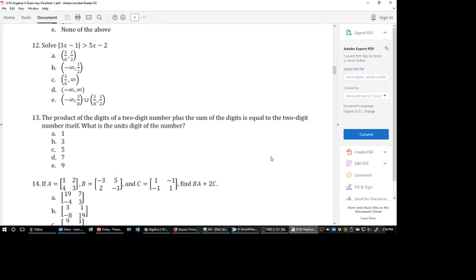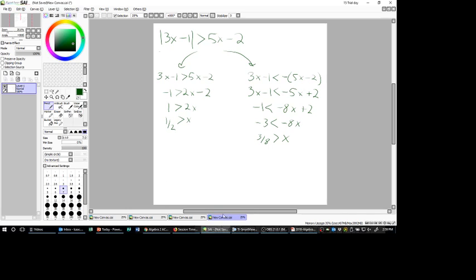Question 12 wants us to solve an absolute value inequality. So the absolute value of 3x minus 1, where is that greater than 5x minus 2? So here's the question: the absolute value of 3x minus 1 is greater than 5x minus 2.